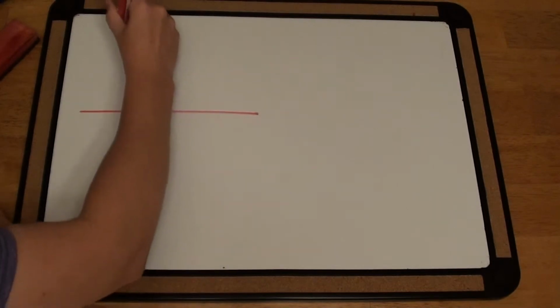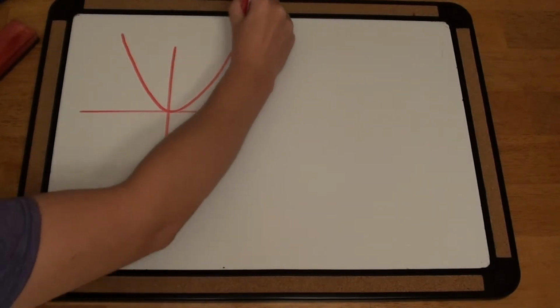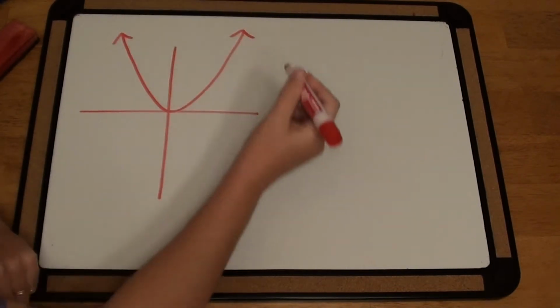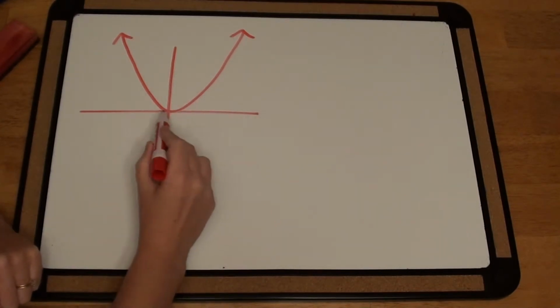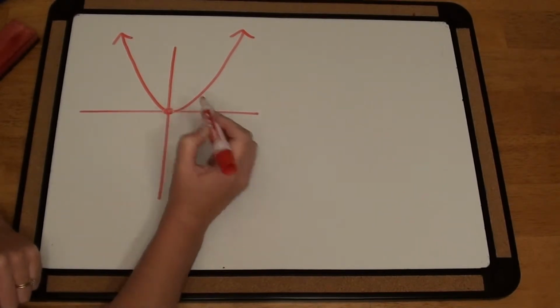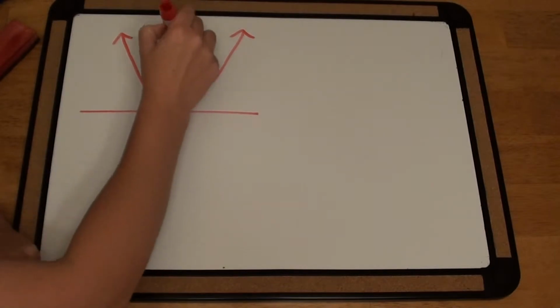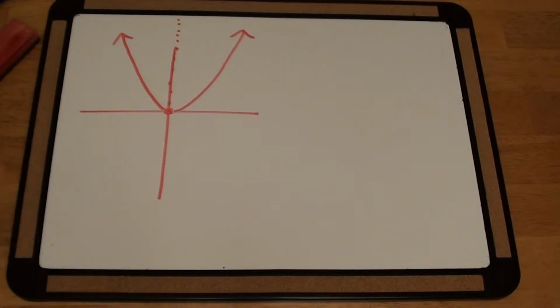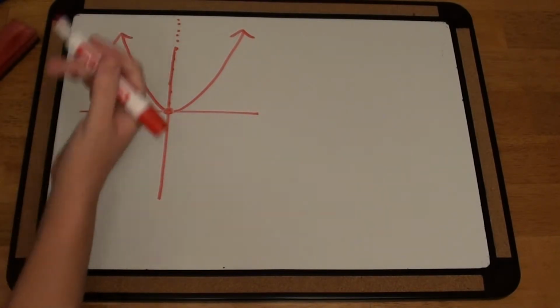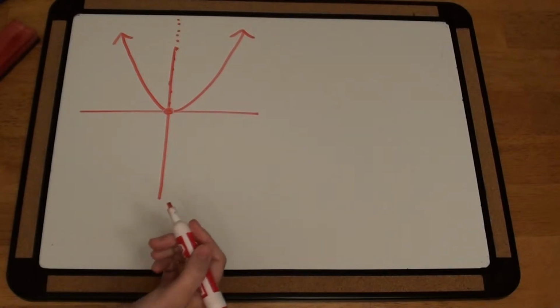First of all, a parabola is a symmetrical graph. So if I just put a parabola on here, and I realize it's not going to be perfect, in this situation, if the vertex is at the origin, I would be able to fold this graph in half. There's an axis of symmetry on this graph where I could fold it in half.